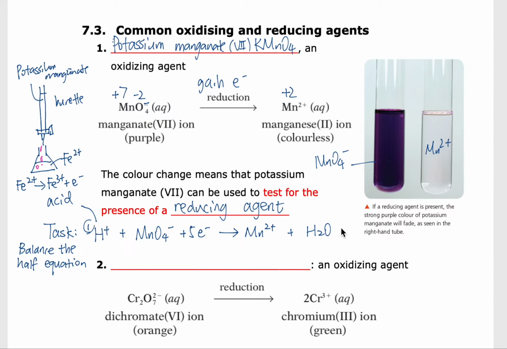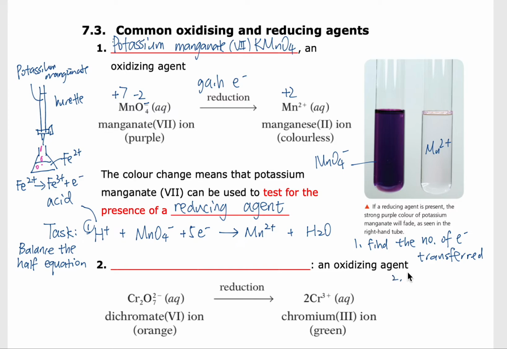So to balance this equation, firstly, we need to find out the number of electrons transferred. Step 1. Find the number of electrons transferred. You can work this out by using the oxidation state change. Going from +7 to +2, every Mn has gained 5 electrons, which is done for you. But we haven't balanced the charge yet.